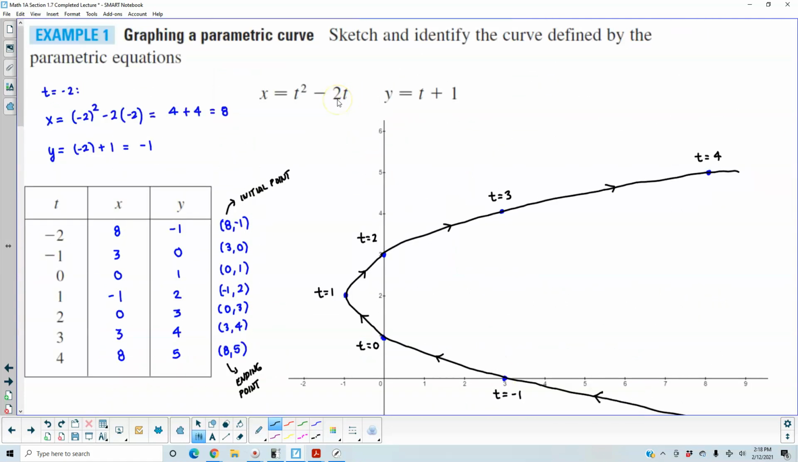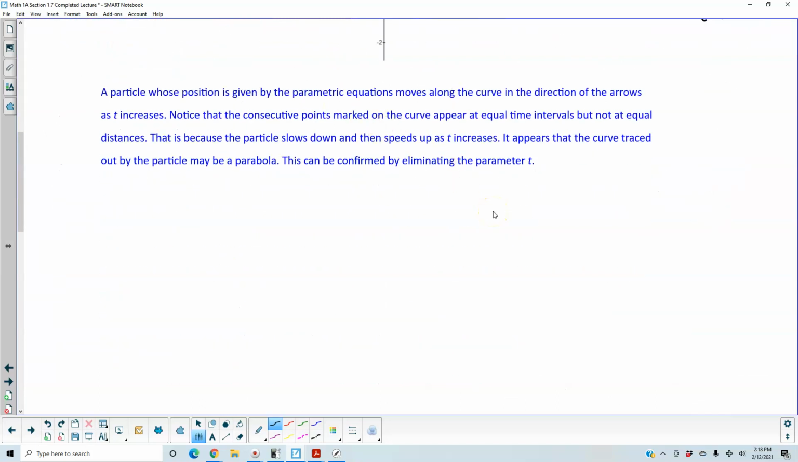So if we're looking at these equations, x equals t squared minus 2t, and we know that y is equal to t plus 1. In order to eliminate the parameter, we can look at y equals t plus 1 and solve for t. So we have t plus 1 equal to y, and therefore t is going to equal y minus 1.